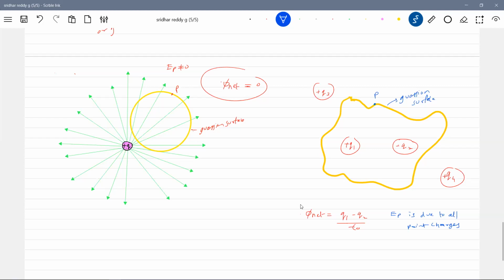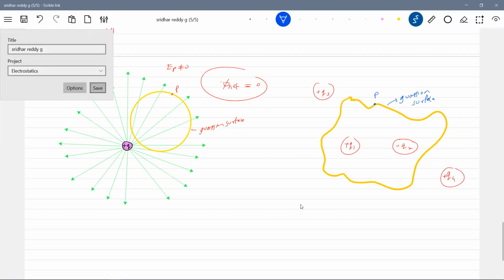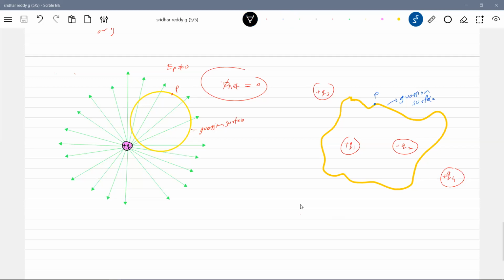So I'll write the statements. Field strength at point P is due to all charges. This question was asked in advance because he just wanted to give a very basic picture about the flux. So first, the electric field at point P is due to all charges. Okay, fine.